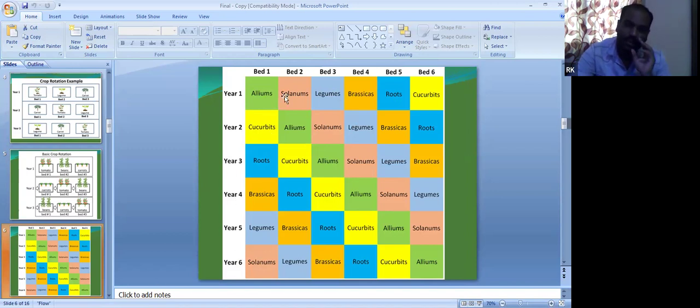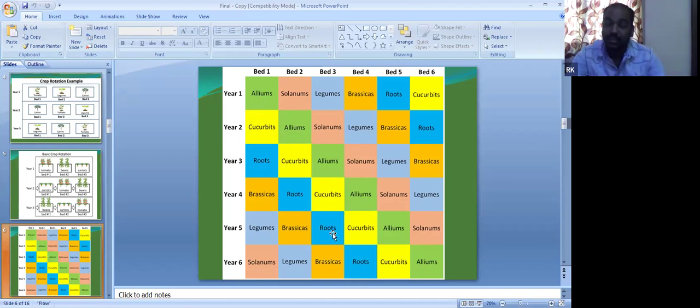So after 4 or 5 years, the same crop in the same location is okay, but it should not be done in repeated years. You see first year here, then second year, third year, fourth year, fifth year, sixth year, then come back to the first year. I put 6 years here, but maximum 4 years is recommended. So 4 years of crop rotation is good.